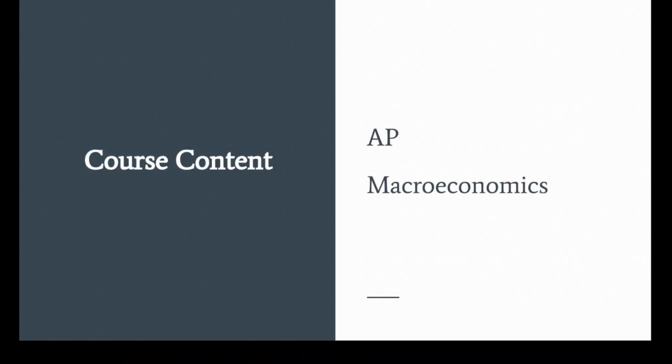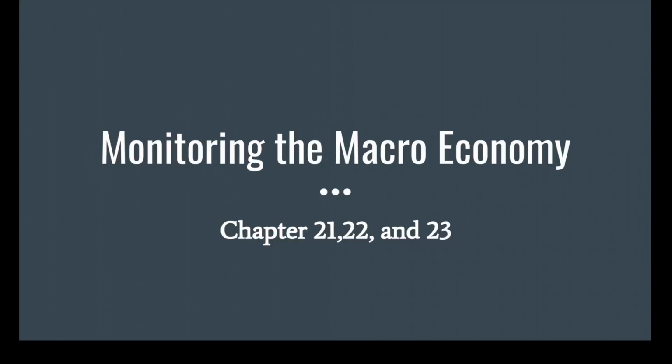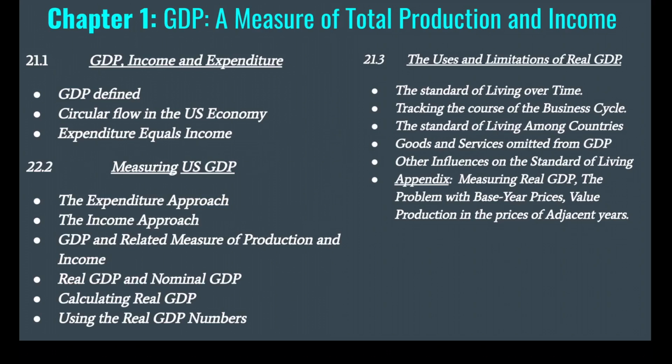Course content: AP Macroeconomics. This is the introductory macroeconomic course. Monitoring the macroeconomy. The chapters are 21, 22 and 23. Chapter 21, GDP, a measure of total production and income.